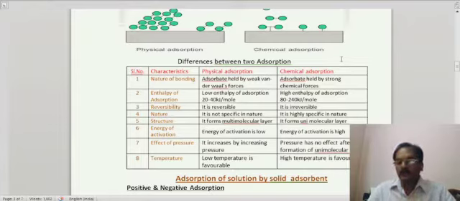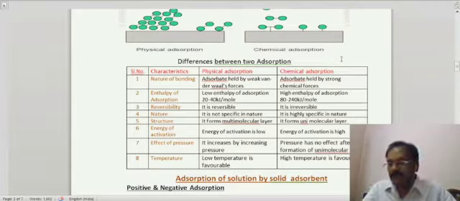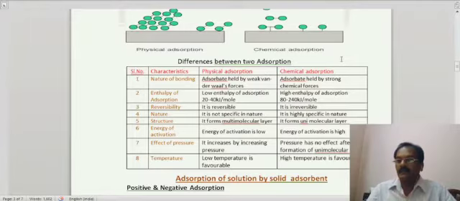Whenever a molecule gets adsorbed on the surface of an adsorbent, if it is physical adsorption, then a low energy factor is enough for it to get adsorbed on the surface of the adsorbent. Whereas in chemical adsorption, the adsorbate molecule needs a high energy of activation. That means it needs more energy to get adsorbed on the surface of the adsorbent. Therefore, physical adsorption has a low energy of activation, whereas chemical adsorption has a high energy of activation. Now, what is the effect of pressure?